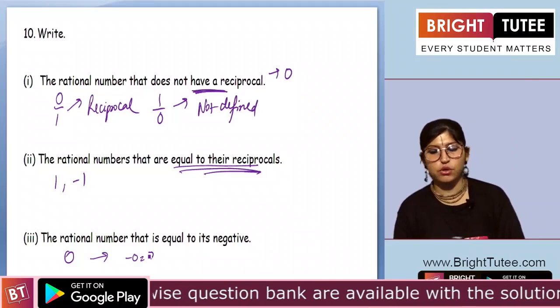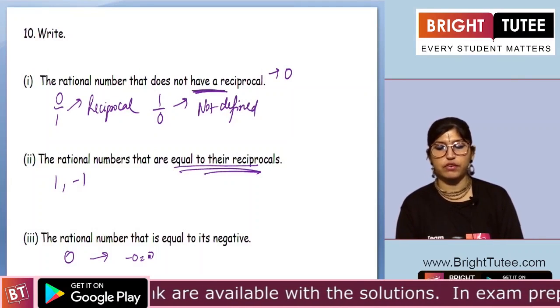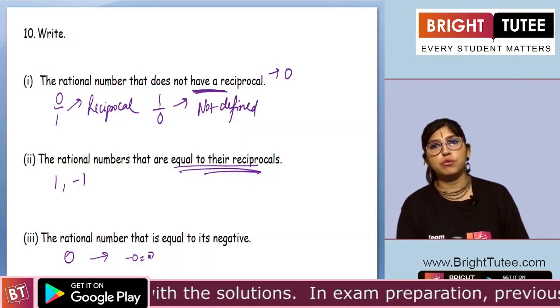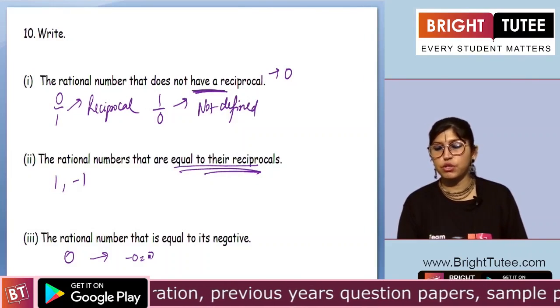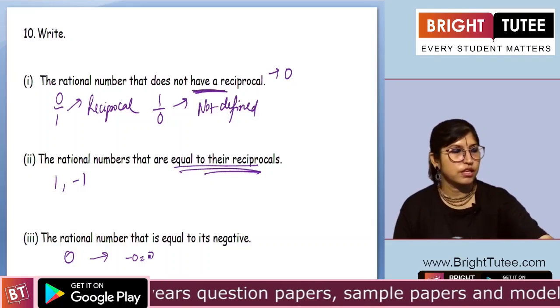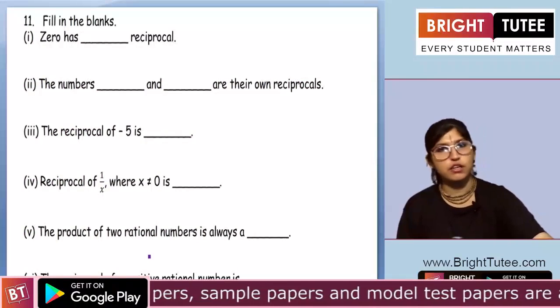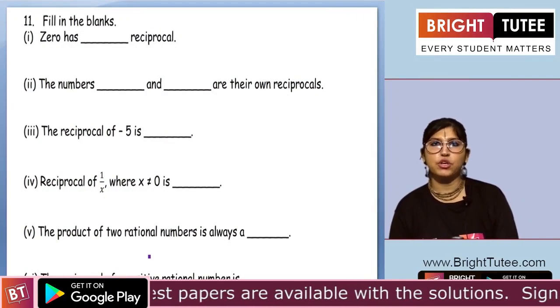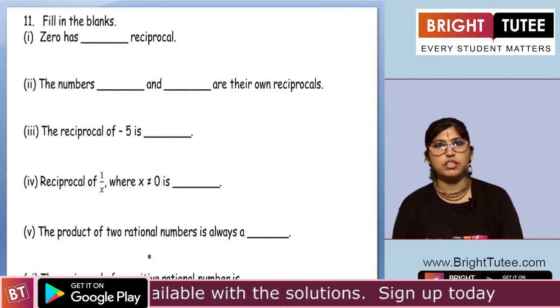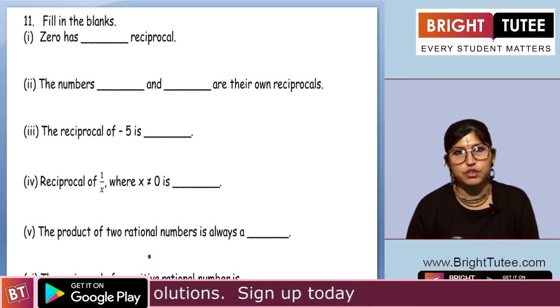So the first is 0 is the only rational number that does not have a reciprocal and that is equal to its negative. And 1 and minus 1 are the rational numbers that are equal to their reciprocals. Now let's move on to the final and the last question of this exercise, and then in the next video we will be moving on to some other subtopics which we have. So let's start with the first one.